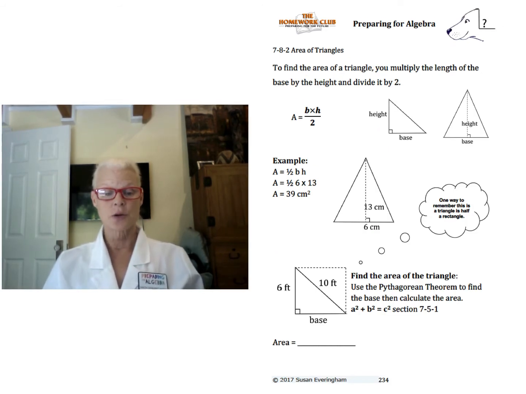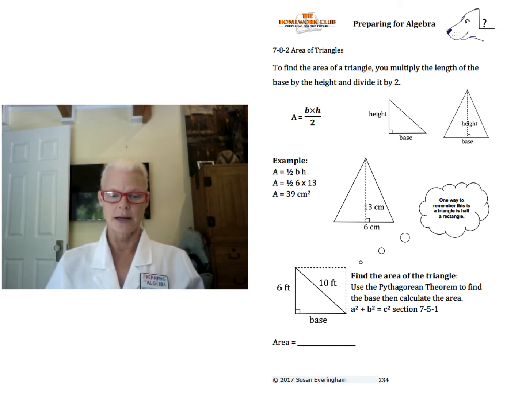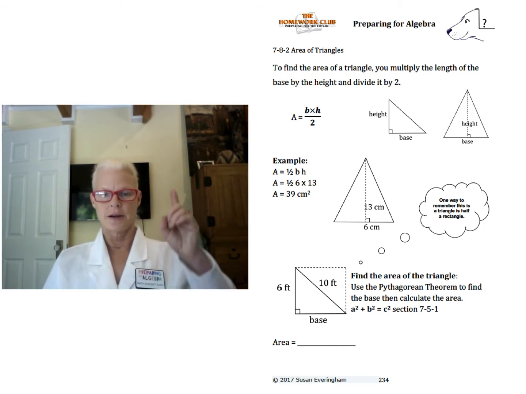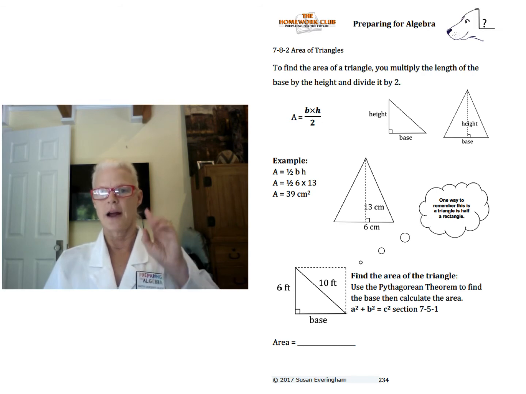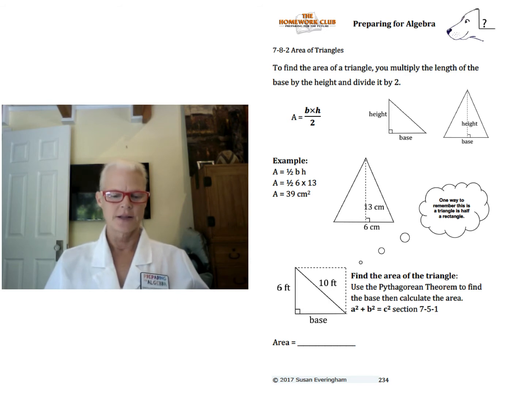These are triangles. On page 234, to find the area, you multiply the length of the base by the height and divide it by 2. Again, base times height, divide by 2. Remember, length times width is a rectangle, and a triangle is half a rectangle, right? Hence, divide by 2. So that's one way you can really remember this. Go ahead and look at the example. You've got 1/2 times base times height.